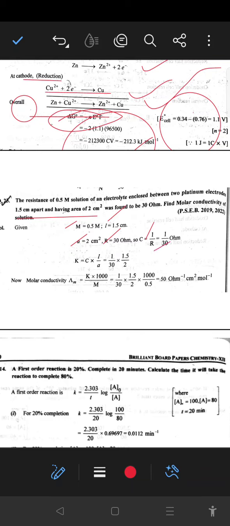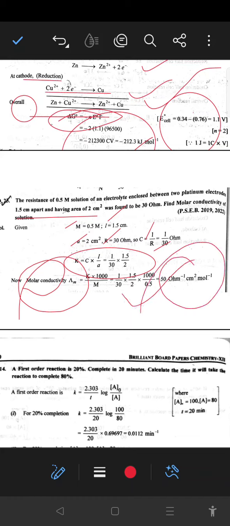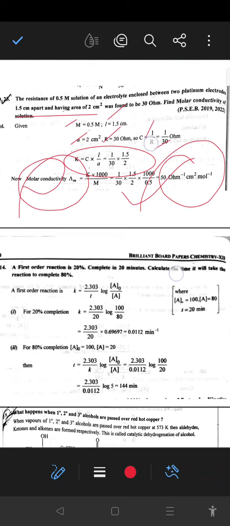By using the relationship K equals C into l over A, we get the value of K. Then molar conductivity formula becomes K into 1000 divided by M. We will put in all the values and solve, and we will get the answer, that is 50 ohm inverse centimeter square mole inverse.